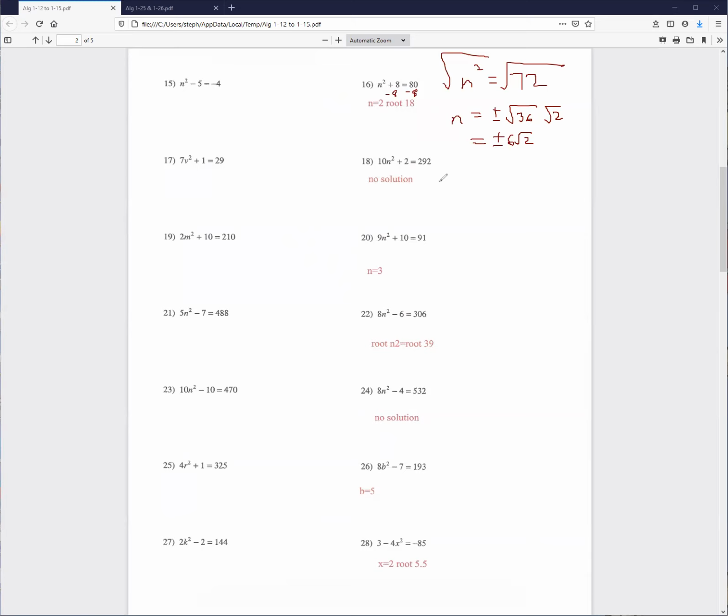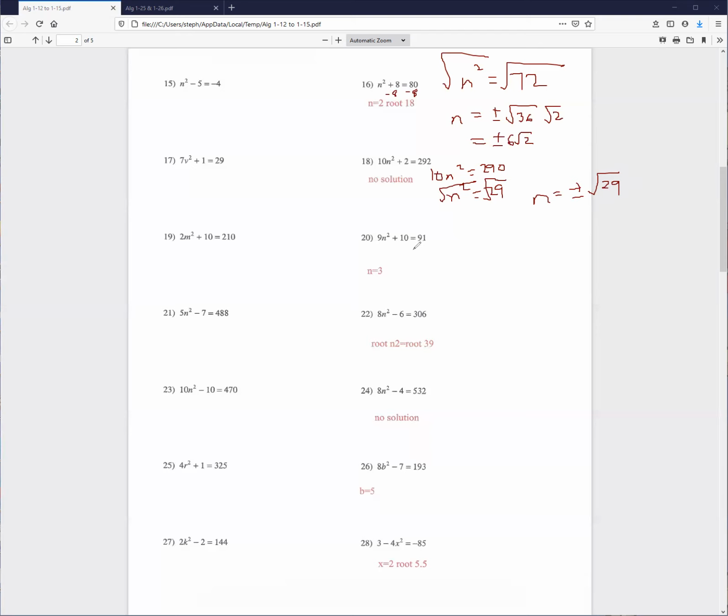10n squared plus 2 equals 292. So we'll subtract 2 from both sides. 10n squared equals 290. And then we'll divide both sides by 10, and we'll get n squared equals 29. And now that's not going to simplify nicely because 29 is not a perfect square. In fact, it's a prime number. But if we were to square root both sides, we would say n is equal to plus or minus the square root of 29. So there are solutions. They're just not whole number solutions.